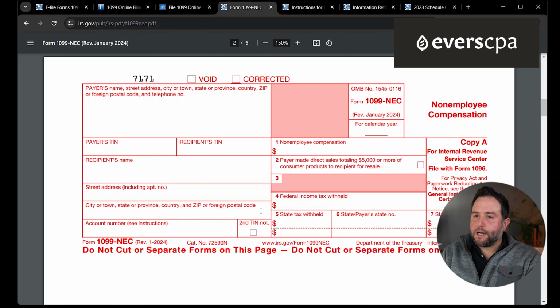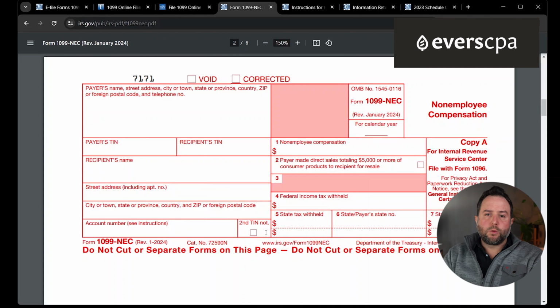And then this box down here, second TIN not. So if you have a circumstance that relates to this box, I would strongly encourage you to work with your professional, your tax provider, your accountant, etc. on this information. What this means essentially is you, in the past 3 calendar years, have received 2 or more notices from the IRS stating that the information provided to the IRS related to your subcontractors is incorrect.